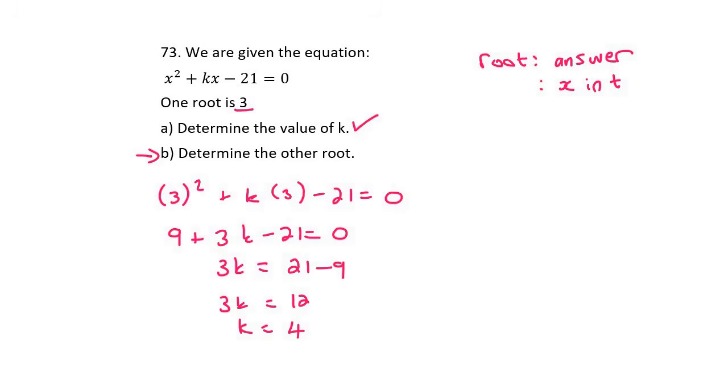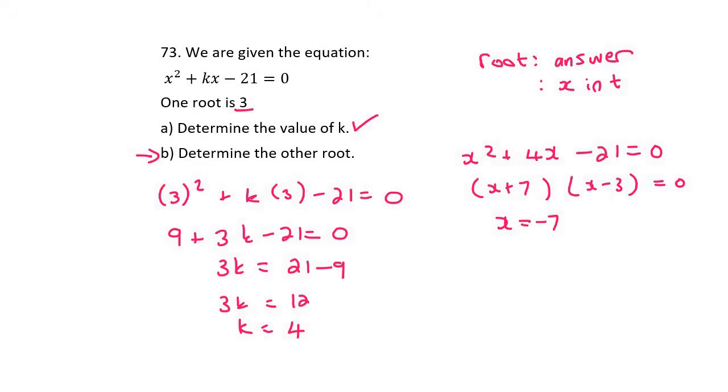So now it says find the other root, or find the other answer. So all that you do now is you plug that k value back into the original equation, and now we can do our normal factorizing. And so that will be x plus 7, x minus 3. And so the two answers will be x equals minus 7 or x equals 3.